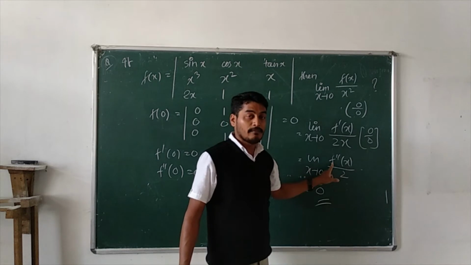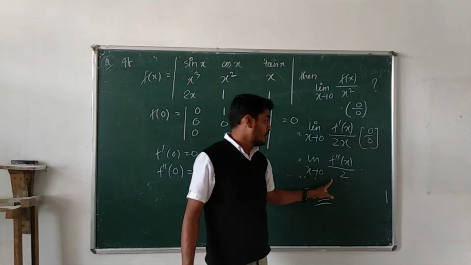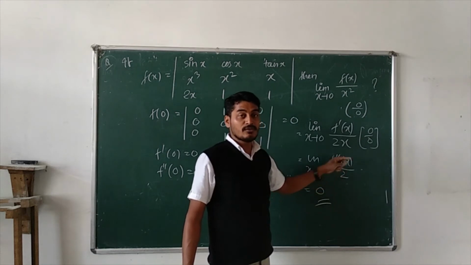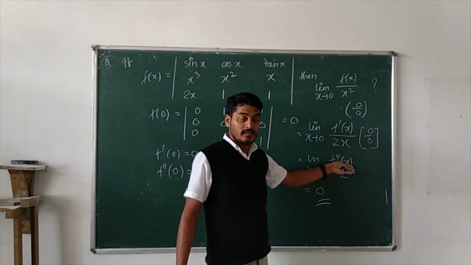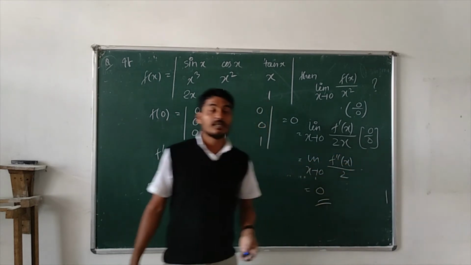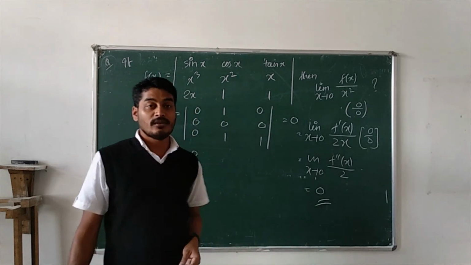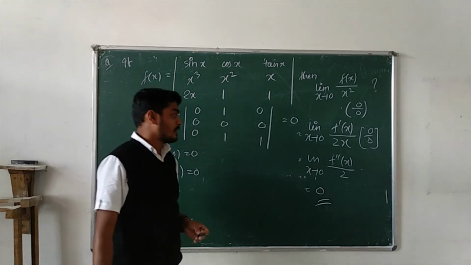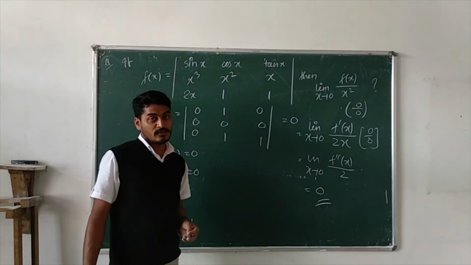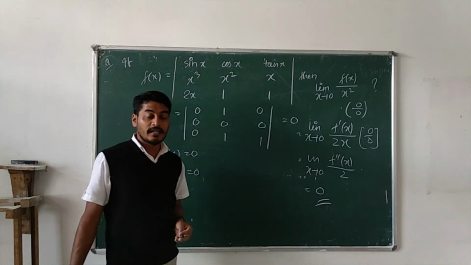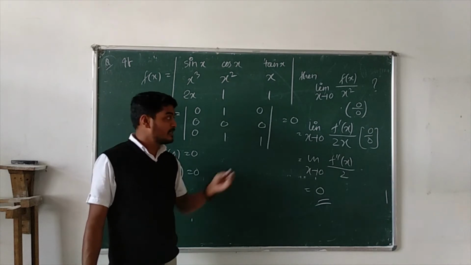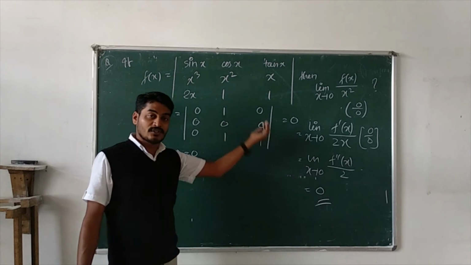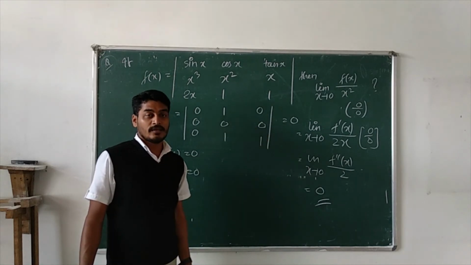Again differentiate: f double dash x by 2. Now we have got f double dash 0 is equal to 0, no doubt, but 2 is not equal to 0. That means we are not getting 0 by 0 form. So we can just put the limit and its value is equal to 0. Okay. So in this way, we can think about the application of limits and determinants together.